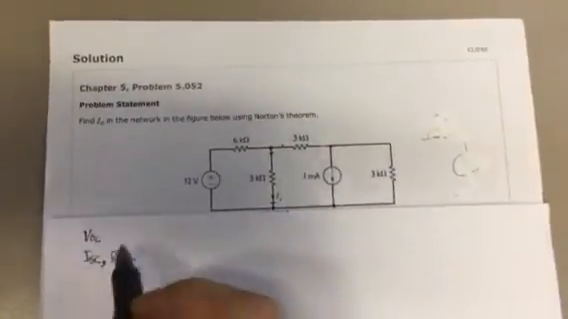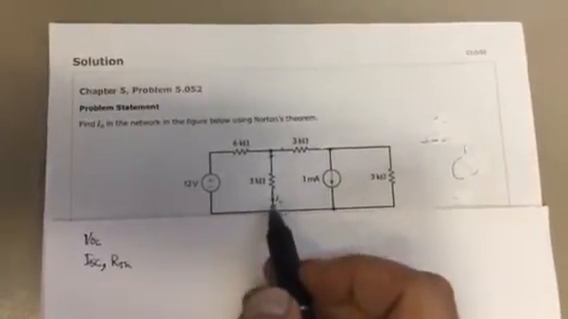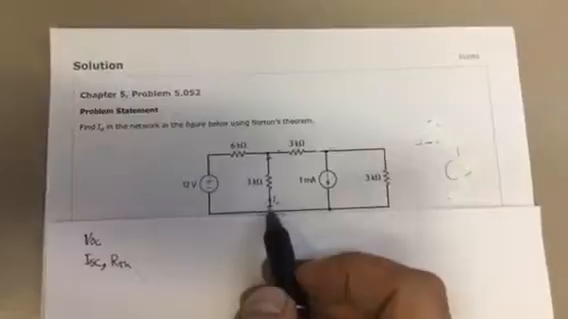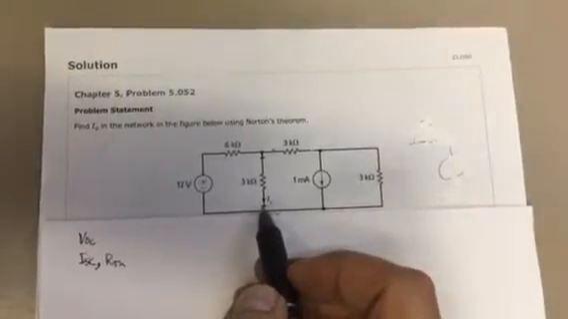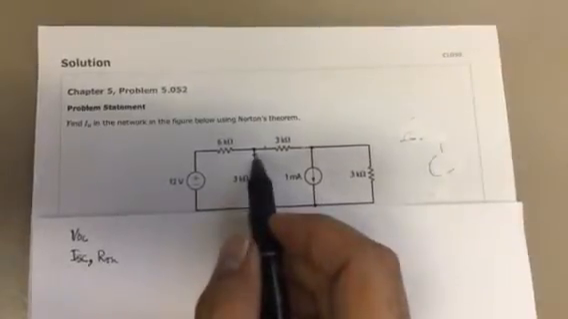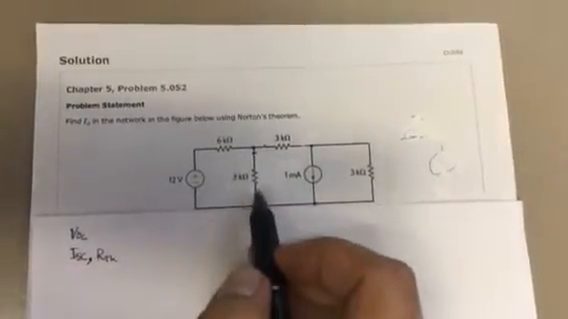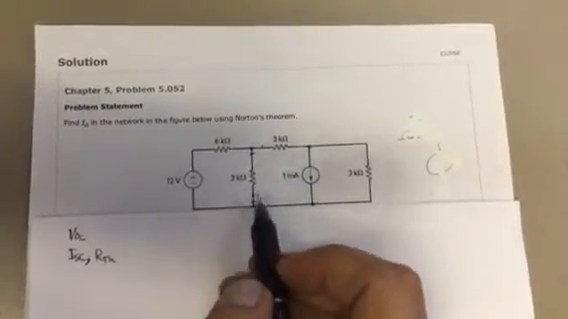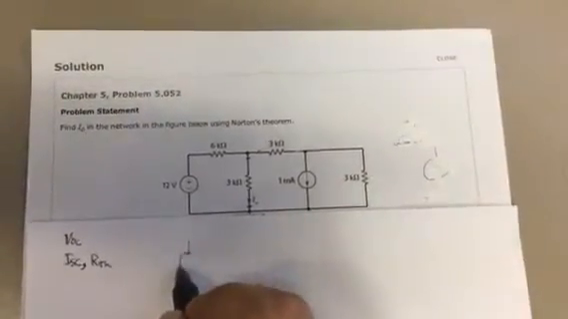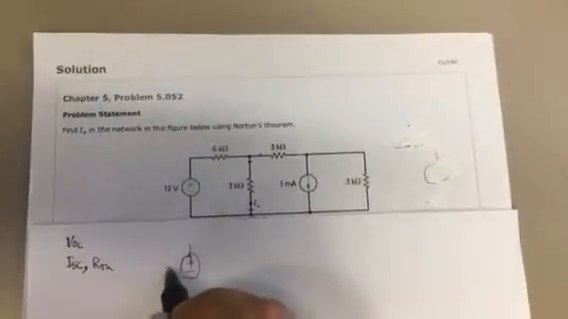In order to find the I short circuit, I'm going to short wherever I want to find the I short circuit. If it was supposed to be Thevenin's theorem, I would have opened this part and then found the VOC across it. But now I'm finding the short circuit current.